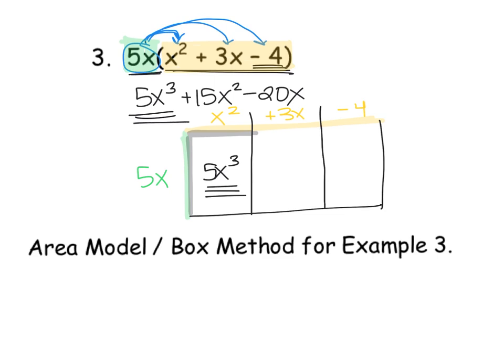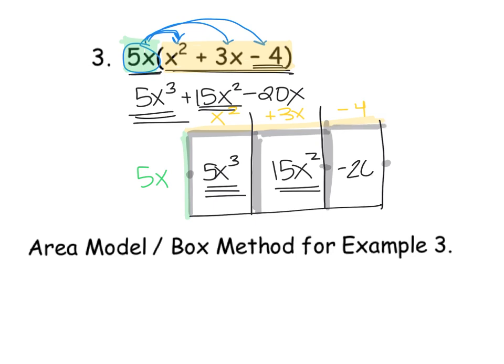In the next rectangle, I am multiplying 3x times this length. But remember, it's a rectangle, so these all have a length of 5x. So I'm multiplying 3x times 5x. That gives me 15x squared, which corresponds with my 15x squared from this method. And finally, I have my last rectangle, which is 5x times -4. That gives me -20x, which corresponds with my final term.